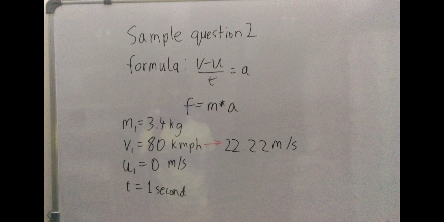Sample question 2. From this question, we can tell that the mass of the first cricket bat is 3.4 kgs. The initial velocity of this bat is 0 meters per second as it starts from rest. The final velocity is mentioned to be 80 kilometers per hour, but since we need our answer in meters per second, it's 22.2 meters per second. The time taken to reach this is 1 second. The formulas we're going to use are F is equal to ma and v minus u by t is equal to a.